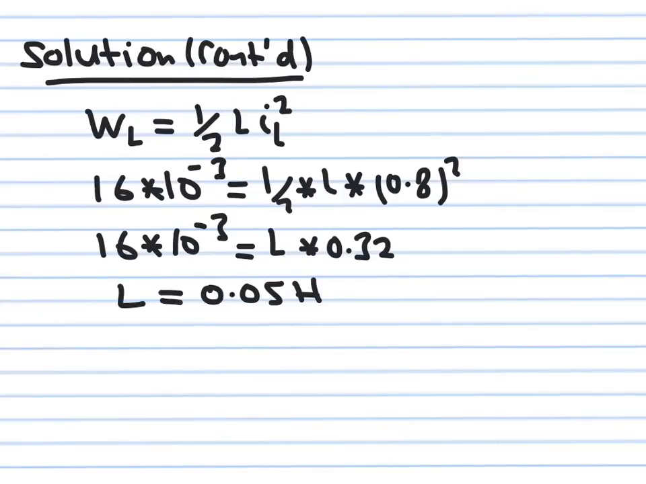So the last step here: I know that 16 millijoule were delivered to the inductor. The inductance value is my unknown. I know the current going through it is 0.8 ampere. I square this, multiply by 1/2, and then I can get the inductance. It's 0.05 Henry.